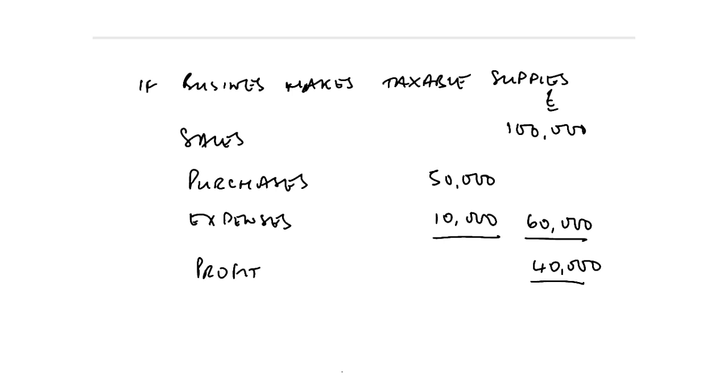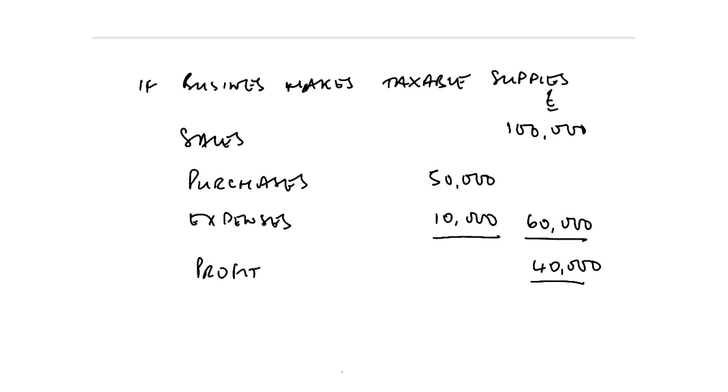The purchases. Again, if we make taxable supplies, we can recover the input tax in relation to those purchases and expenses incurred. So it's the net cost that goes through our statement of profit or loss. So our net cost of purchases is 50 and expenses is 10. So the total costs incurred, £60,000, the profit is £40,000.